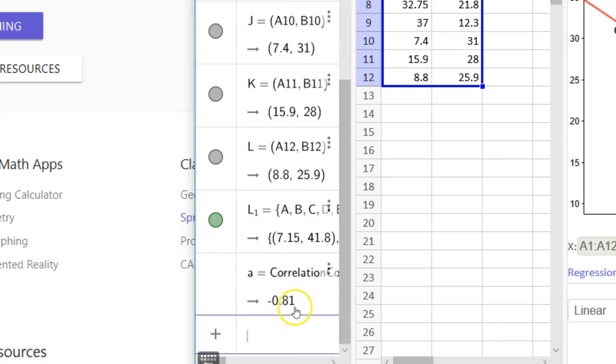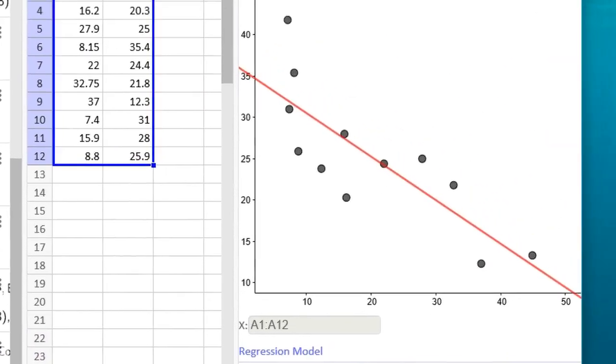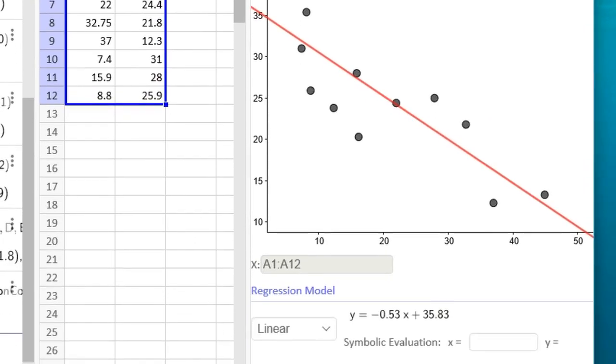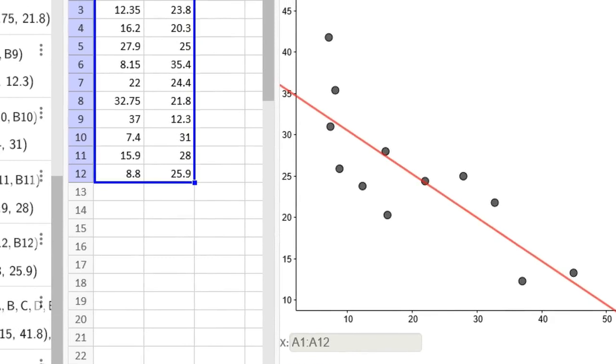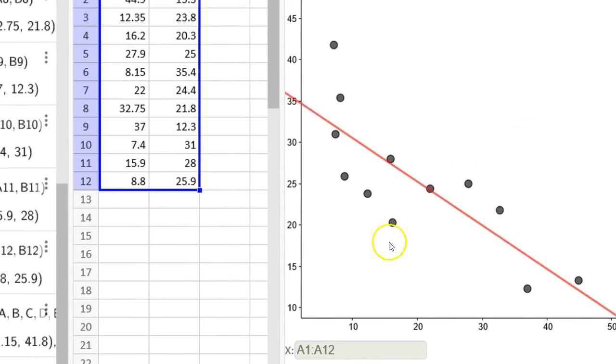So negative 0.81. So it's a little tougher to find with GeoGebra. You've got to kind of know what you're doing. That's why, for finding the correlation coefficient, you've got to know a little bit on both ends. But those are two free methods for finding your scatter plot and your linear regression line. So hope that helped. See you next time.